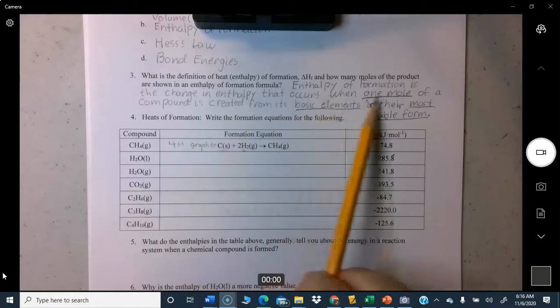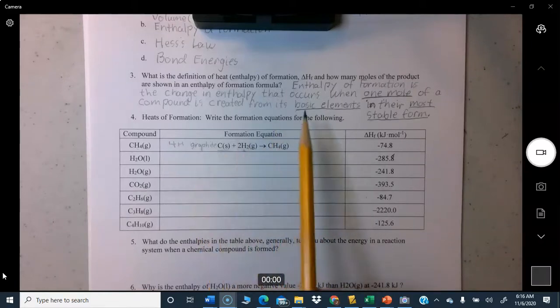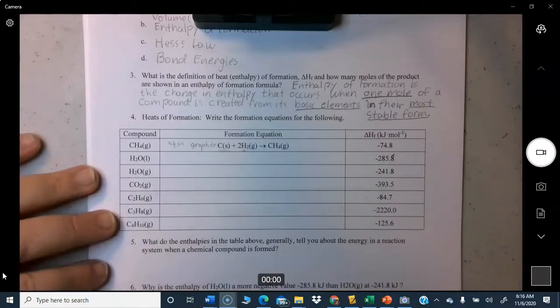So that's the definition of enthalpy of formation. It's how much heat is taken in or given off when 1 mole of a compound is created from its most basic elements in their most stable form. Okay, let's do the rest of these here.